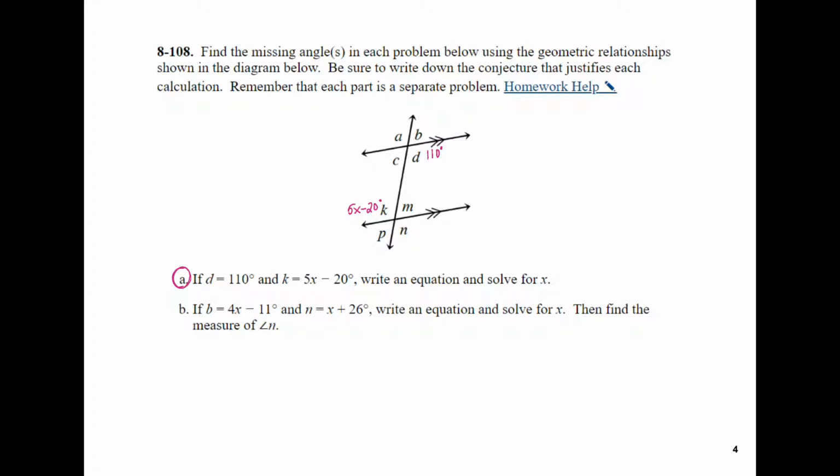pieces. So I know that these two angles are vertical angles. So this angle is also 110 degrees. I know that this angle is a straight line, so A plus B should equal 180. So I can tell that angle B should be 70 degrees. So angle A and angle D are vertical angles.